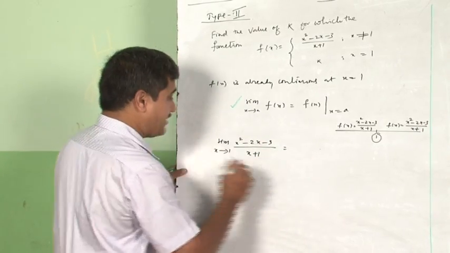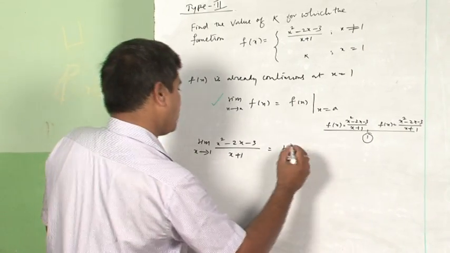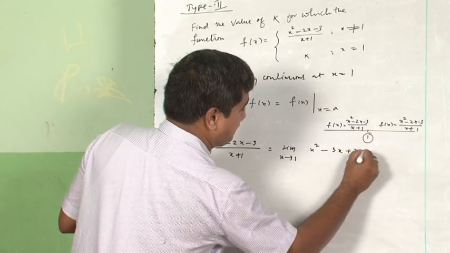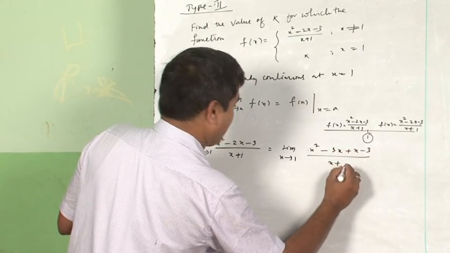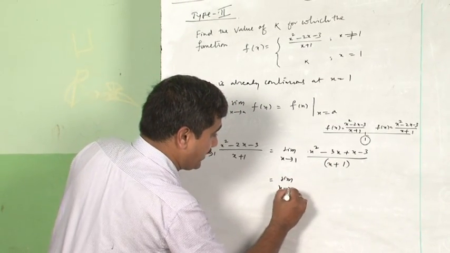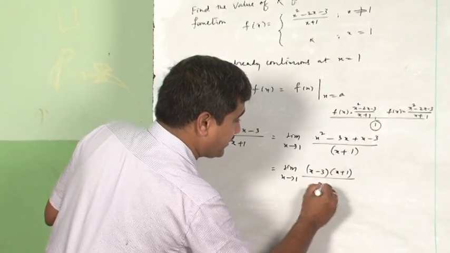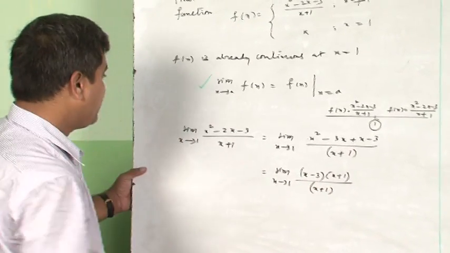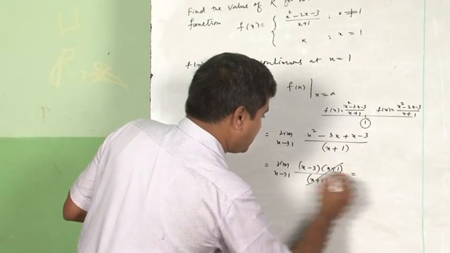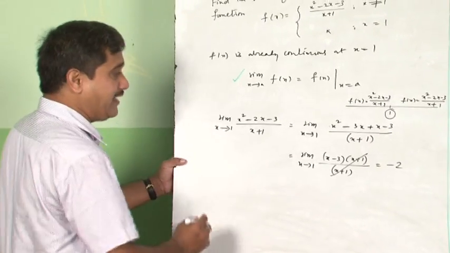Let us go for a factorization of this. Limit x tends to 1, x square minus 3x plus x minus 3 upon x plus 1. I hope you are able to understand middle term splitting. Limit x tends to 1, x minus 3 and x plus 1 upon x plus 1. Here this is getting cancelled. These two are cancelled. You put x is equal to 1 substitution in the remaining factor. It is going to give you the value of minus 2.